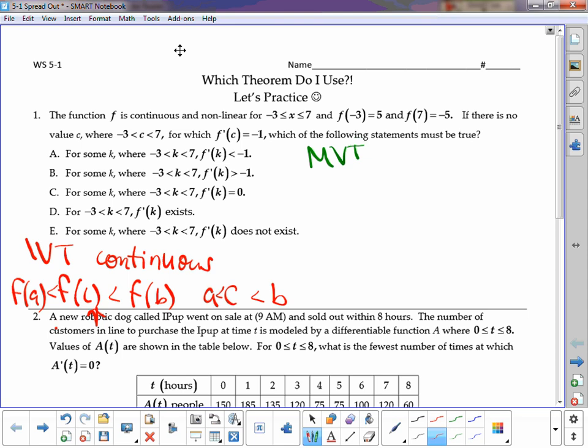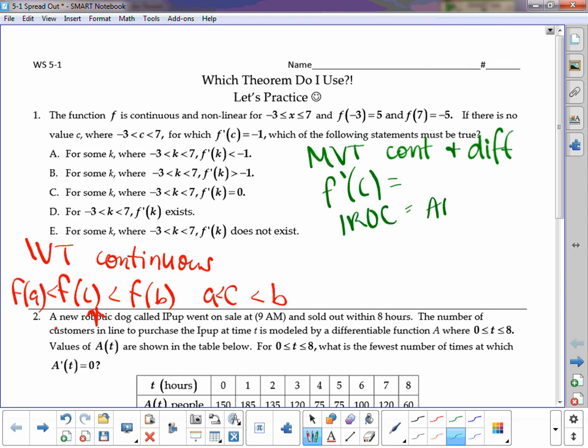Now, mean value theorem is when we had to start dealing with our derivatives. So for mean value theorem, the function had to be both continuous and differentiable. And for any function that's continuous and differentiable, somewhere within our interval, the derivative equaled the actual slope of the endpoints. So our instantaneous rate of change equaled our average rate of change, which was simply our algebra 1 slope, the slope using the endpoints.